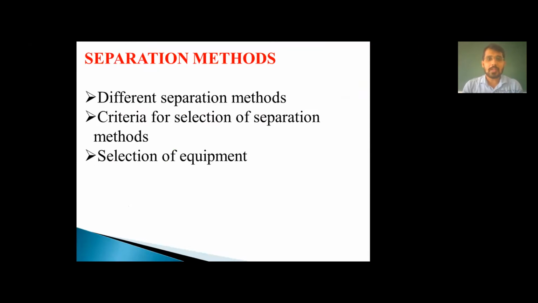So this question can be asked in your exam for 7 marks like this. Write down a short note on separation methods involved in chemical processes. After that, enlist different separation methods. Write down criteria for selection of separation methods and selection of equipment. Means how to write this question in your exam, I will explain to you in this lecture, and we will see all the different separation methods one by one.